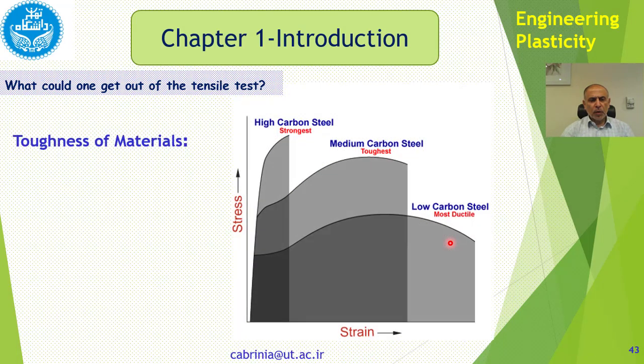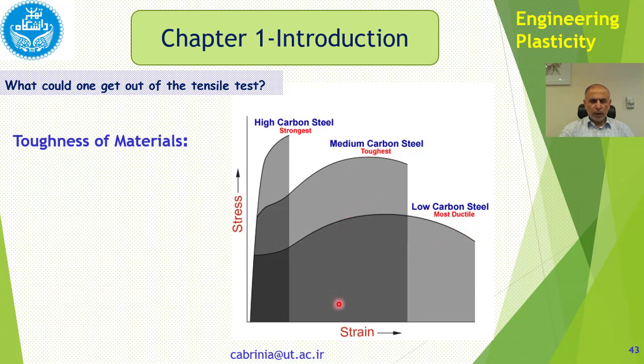Let's go and talk about toughness. Another property of the material which we are interested in, to do with plastic deformation, is toughness. What is toughness? Toughness is the area under the curve. If you draw the curve for a tensile test, the area under the curve is toughness. Toughness is equivalent to energy and work, because the area under this curve, what is it?